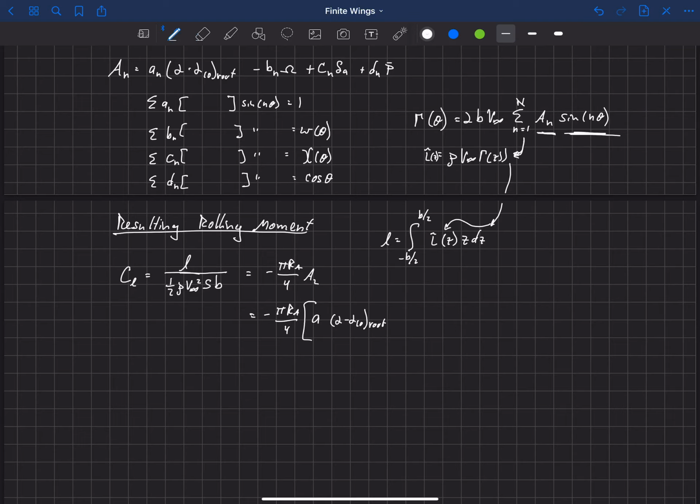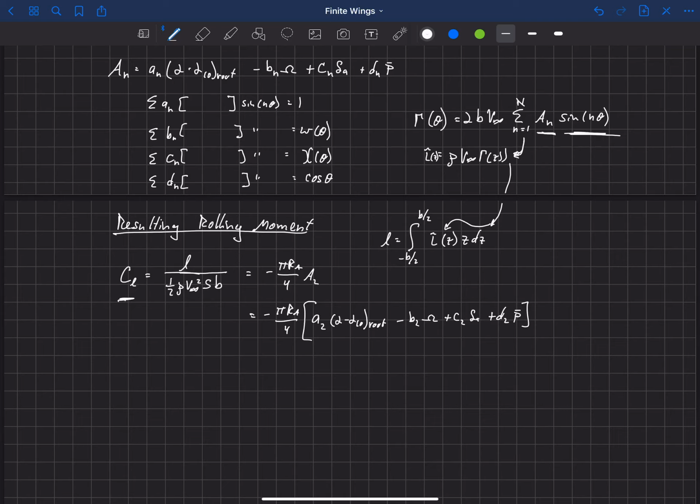We're only looking at the second term, minus b sub 2 times capital omega plus c sub 2 times delta a plus d sub 2 times p bar. Okay, so this is how the rolling moment is related to our decomposed Fourier coefficients.